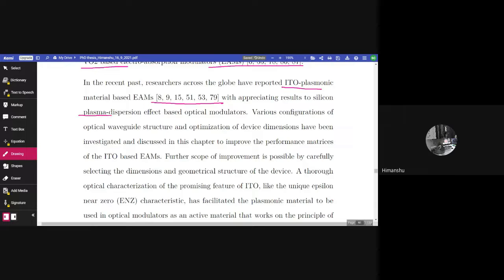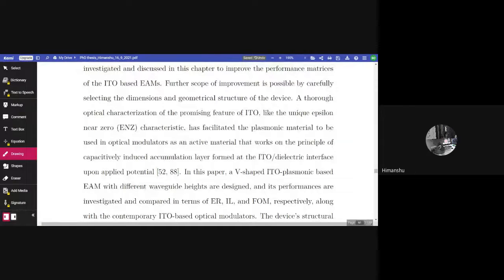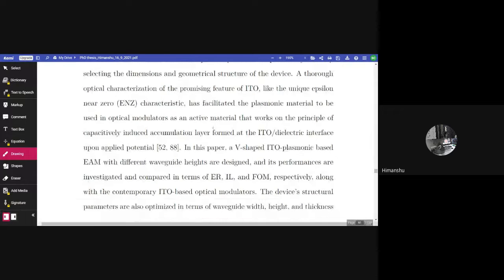Various configurations of optical waveguide structure and optimization of device dimensions have been investigated and discussed in this chapter to improve the performance metrics of ITO-based EAMs. Further scope of improvement is possible by carefully selecting the dimensions and geometrical structure of the device. A thorough optical characterization of the promising features of ITO, like the unique epsilon near zero (ENZ) characteristic, has facilitated the plasmonic material to be used in optical modulators as an active material that works on the principle of a capacitively induced accumulation layer formed at the ITO/dielectric interface upon applied potential.